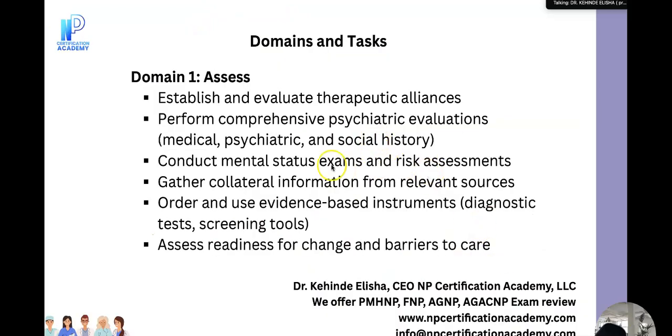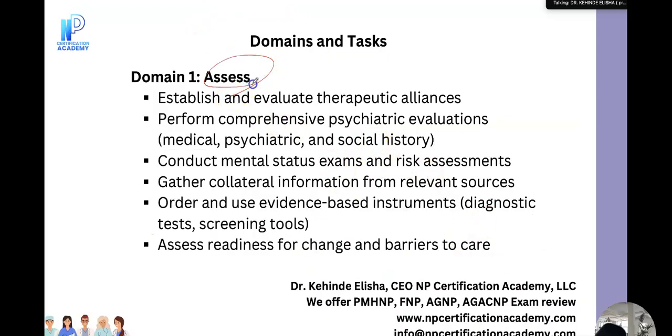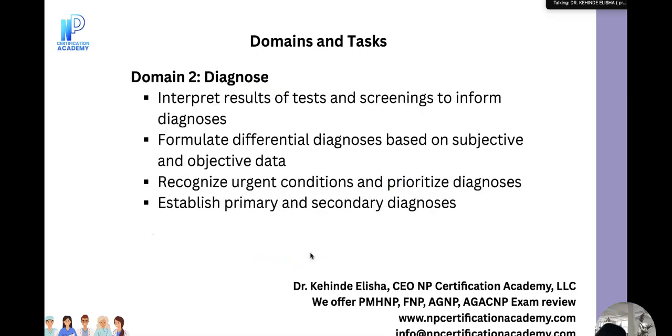So what about the domains and tasks? Domain 1, you've got to know how to assess, evaluate therapeutic alliance, perform comprehensive psychiatric evaluation, conduct mental status exams and risk assessment, gather all collateral information from relevant sources, order and use evidence-based instruments, diagnostic tests, screening tools, right? Assess readiness for change and barriers to care.